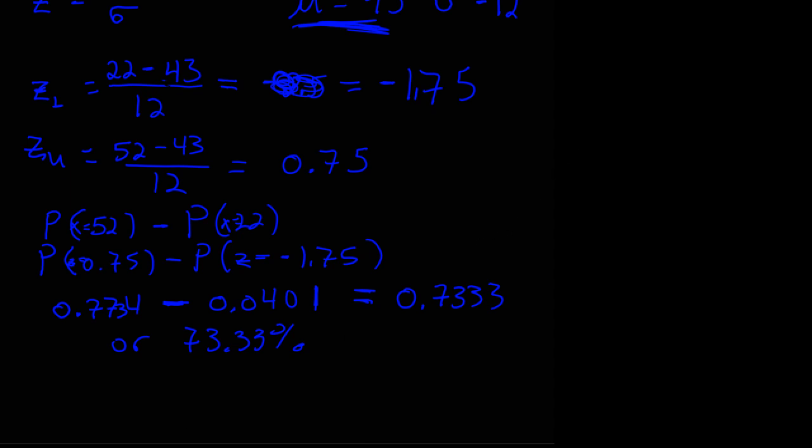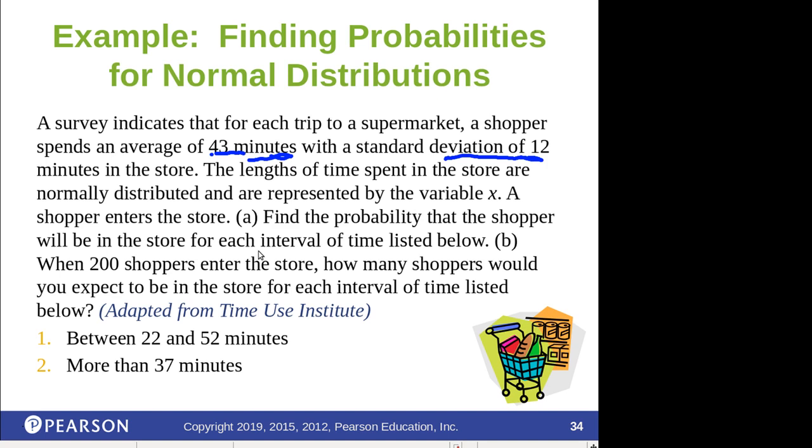This is good. And so we have the probability that an individual shopper would appear within this time range of 22 to 52 minutes. Now, before I move on, I want to look at the second part of the question, not the other Z value, but the second part, which is, when 200 shoppers enter the store, how many shoppers would you expect to be in for the time interval?